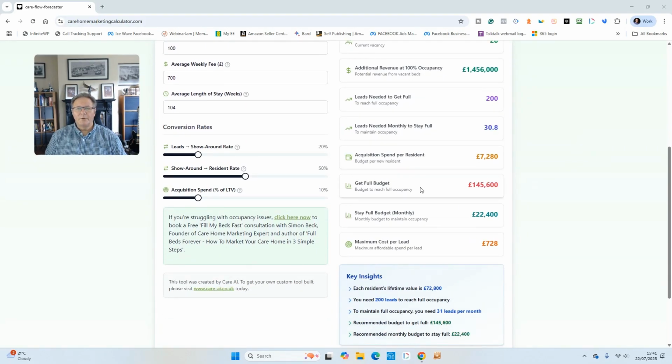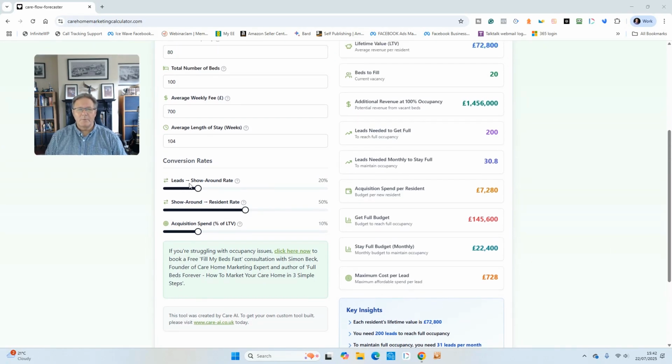The get full budget is the total amount that you would need to put into your budget in order to be able to get full in the first place. And then your stay full budget is the monthly marketing budget that you would have thereafter in order to keep full. And then the maximum cost per lead is basically the get full budget divided by the amount of leads that we need to get full. So that's the maximum that you can afford to spend per lead rather than per resident.